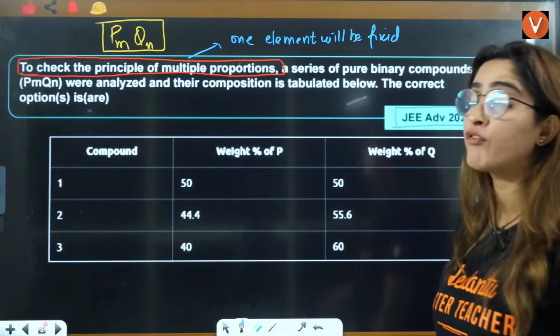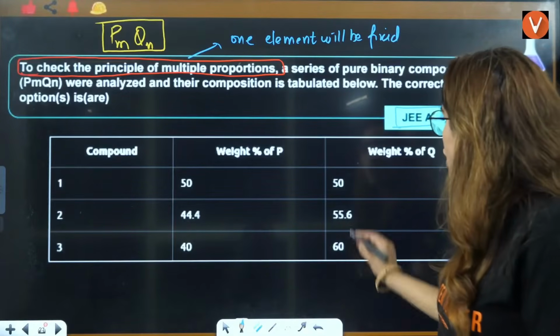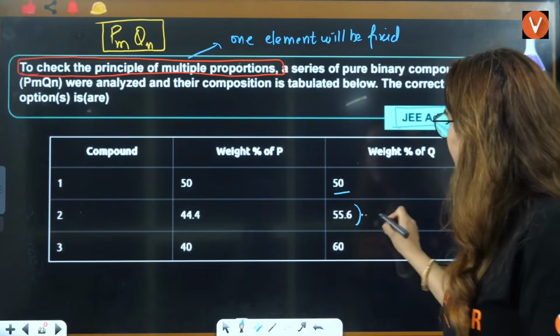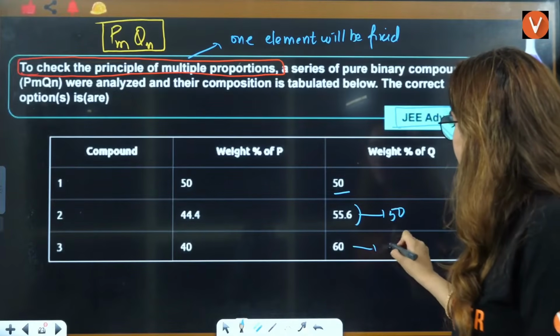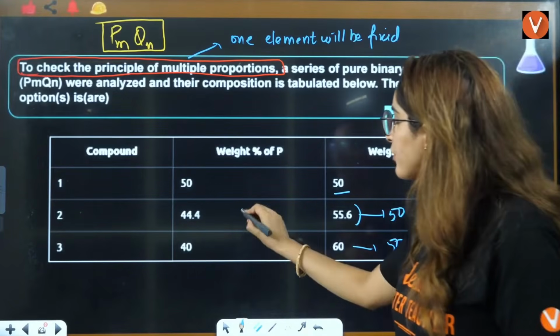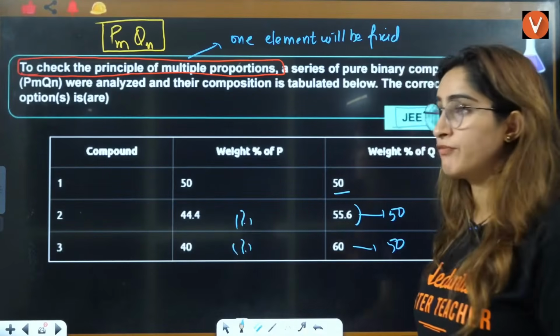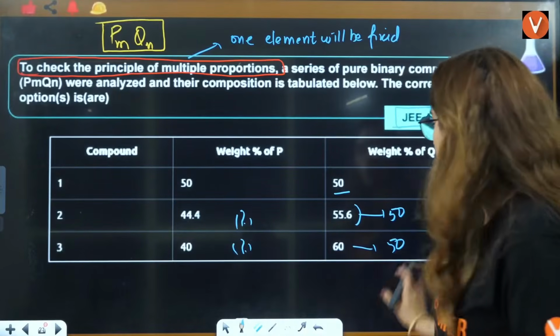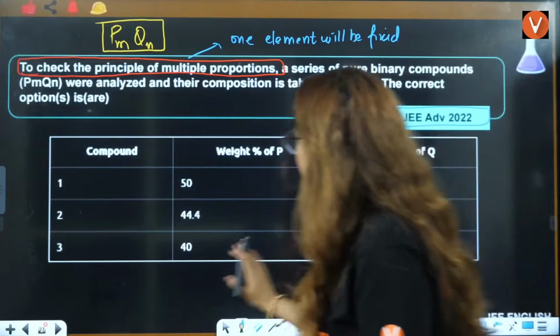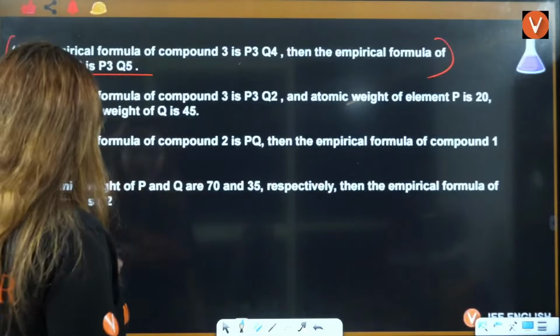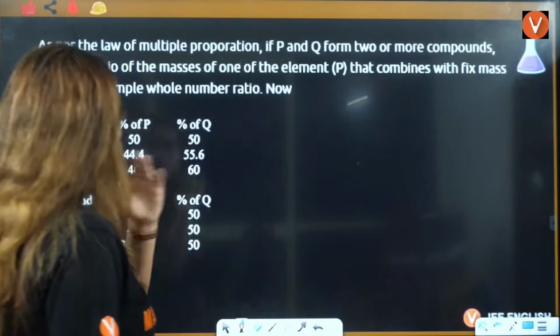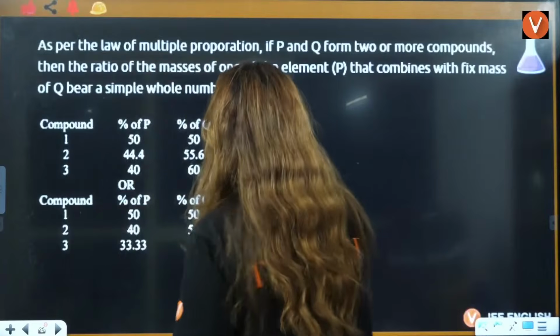That means the weight of one atom I have to fix. So this is 50. If I make this also 50 and I make this also 50, then I have to calculate what is P. First you have to do that, only then you will be able to solve the next questions. Okay. So when I want to make this, then what I will do? This is the original percentage.